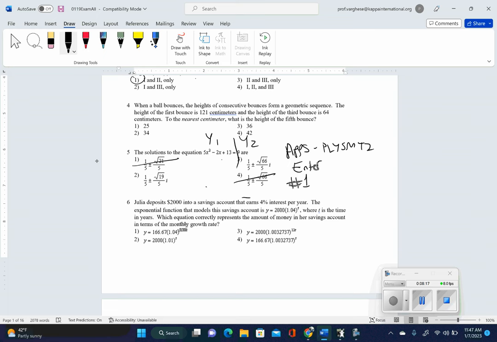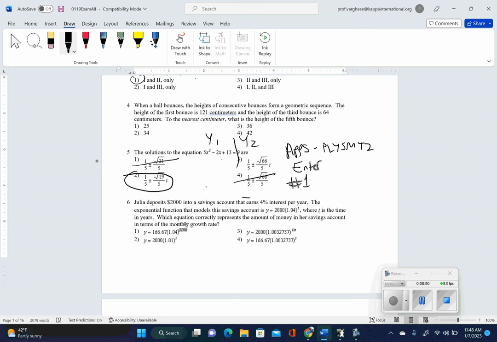In this case, I do have to use poly root finder, so I do have to follow these steps to figure out which one it is. Or I could use the quadratic formula, whichever one. Okay, but with the calculator, poly root finder is probably the way to go for this question. So question number 5, if you do the poly root finder, just so you know, the answer choice for this is going to be 2. 2 is the correct answer.